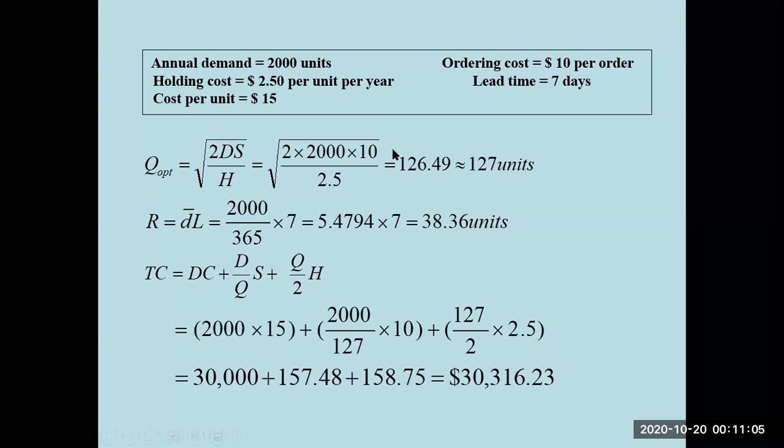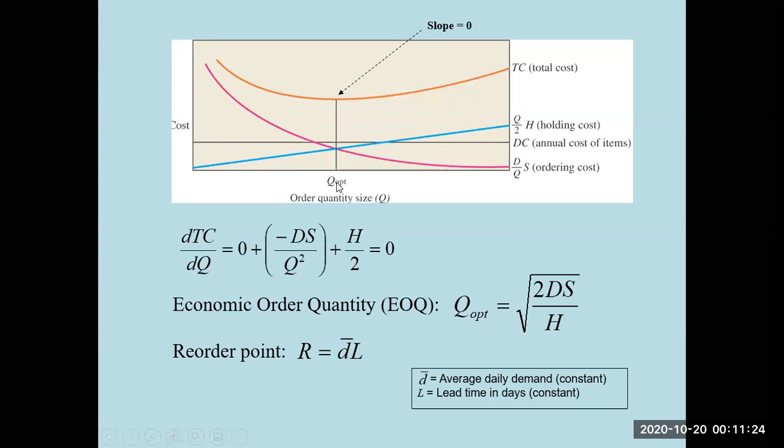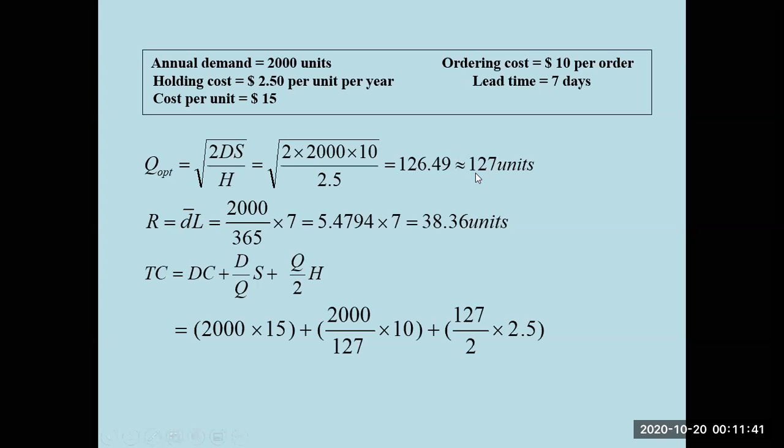If I used the total cost with this one, not the rounded up amount, then this annual ordering cost and annual holding cost should be the same, because if it is optimal, then at this point the annual holding and annual ordering cost should be the same. But I used the rounded up amount, so it is a little bit different.